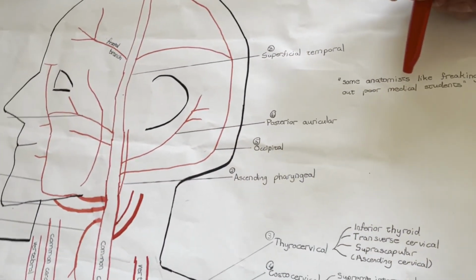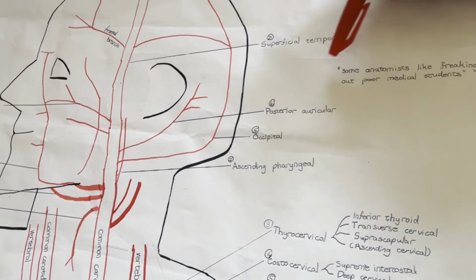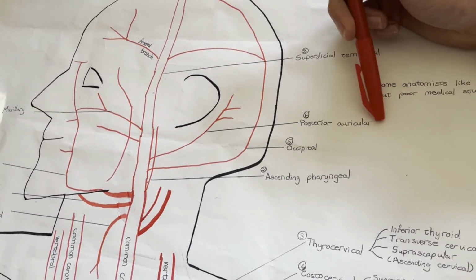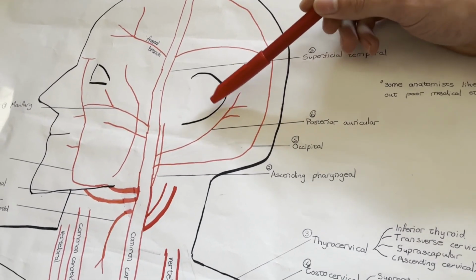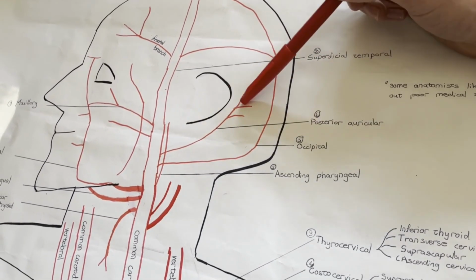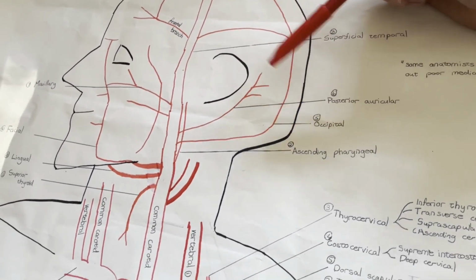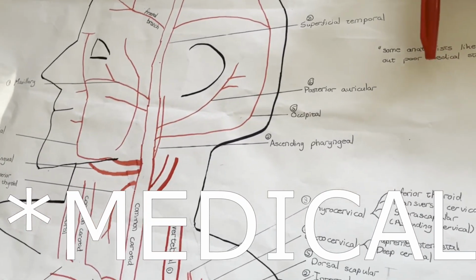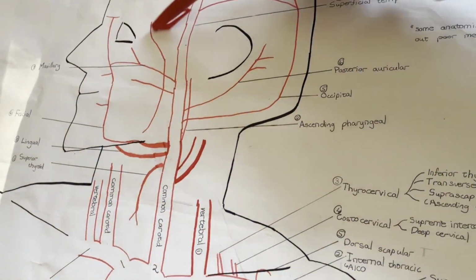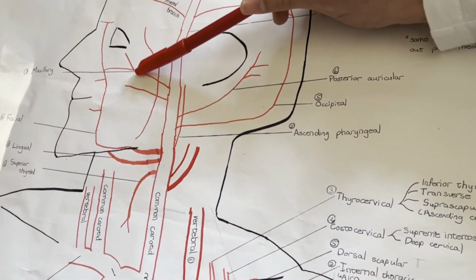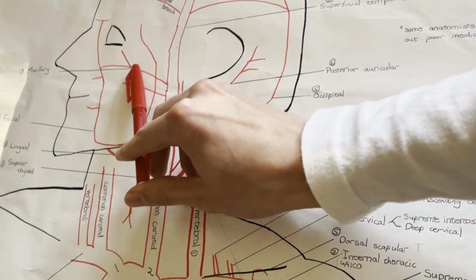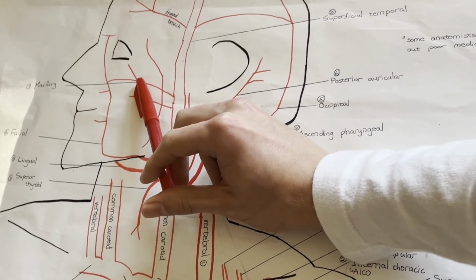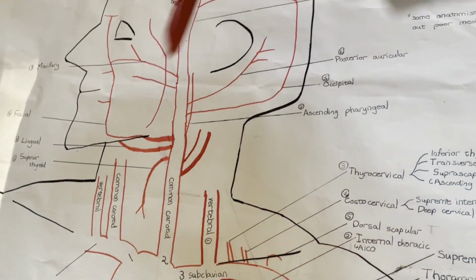And then you have P for poor, and that is your posterior auricular artery. Auricular refers to the ear, and posterior means the artery travels behind the ear. And then you have M for medial, and that M is also for maxillary, and your maxilla is your cheekbones. And it anastomoses, that means one artery connects to the other artery. It anastomoses with the facial artery.